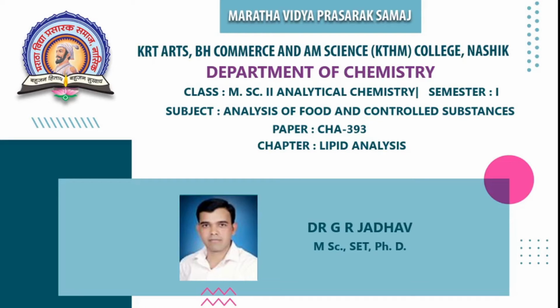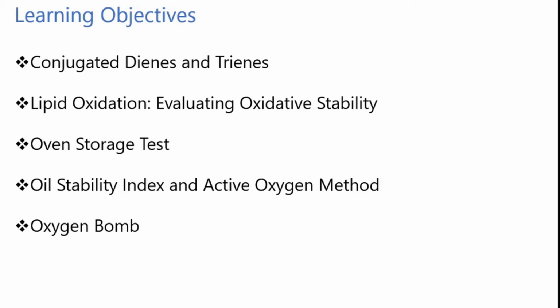We will begin the seventh lecture in this chapter. In the previous lecture, we have seen the different types of lipid oxidation methods. In that, we have already discussed the peroxide values and the thiobarbituric acid test. Now, in this lecture, we will discuss the next method, that is, conjugated dienes and trienes.